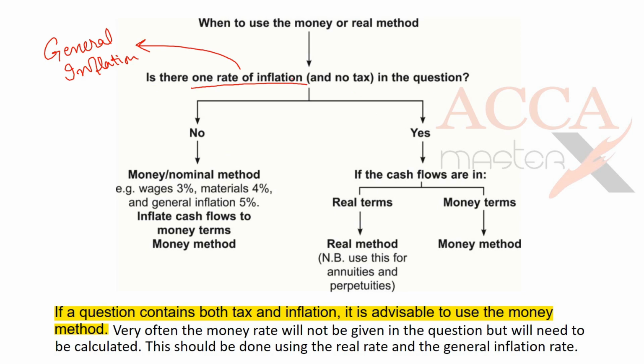If the answer for both of them is yes, for example, the inflation is general in nature and there is no tax involved in the question, then we will look at the cash flows. For example, either the cash flows of the question are nominal cash flows or real cash flows. If the cash flows are nominal in nature, then we will go for the money method. But if the cash flows are real cash flows, then we will go for the real method. But if either the inflation is specific or the tax is involved in the question, then in that case we will always use the money method.